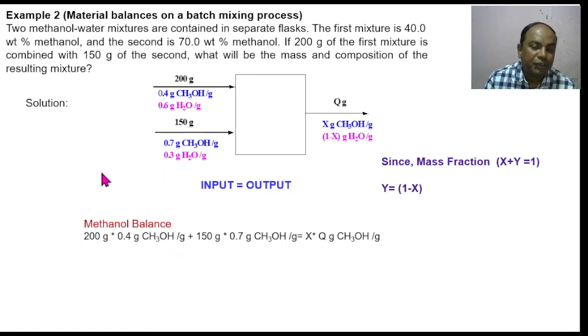So mass fraction is equal to mass of methanol divided by total mass. The total mass is 200 gram, and the mass fraction of methanol is 0.4, so we get the mass of methanol present in 200 gram. Similarly, you can calculate the mass of methanol in 150 gram of mixture, that is in the second flask. Using the same equation, you can find the actual amount of methanol present in 150 gram of mixture.